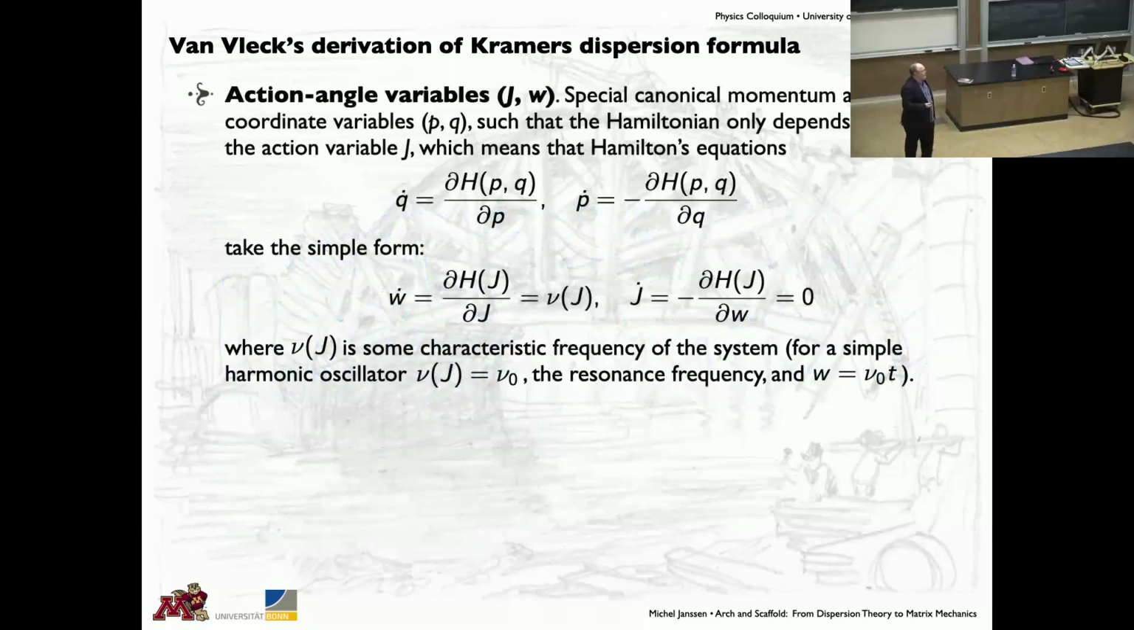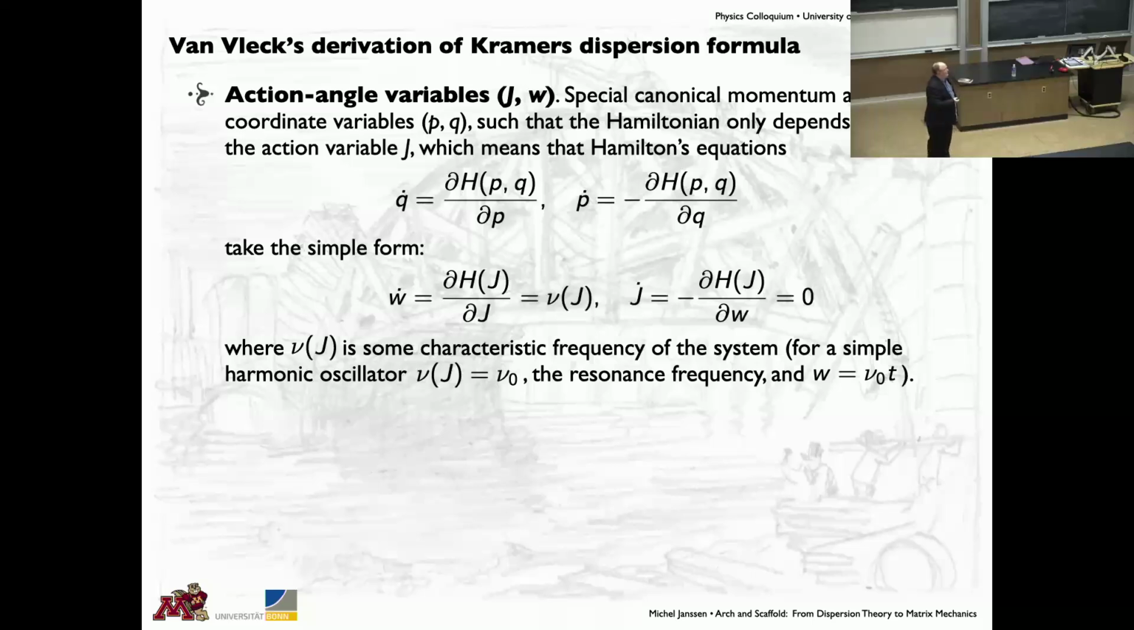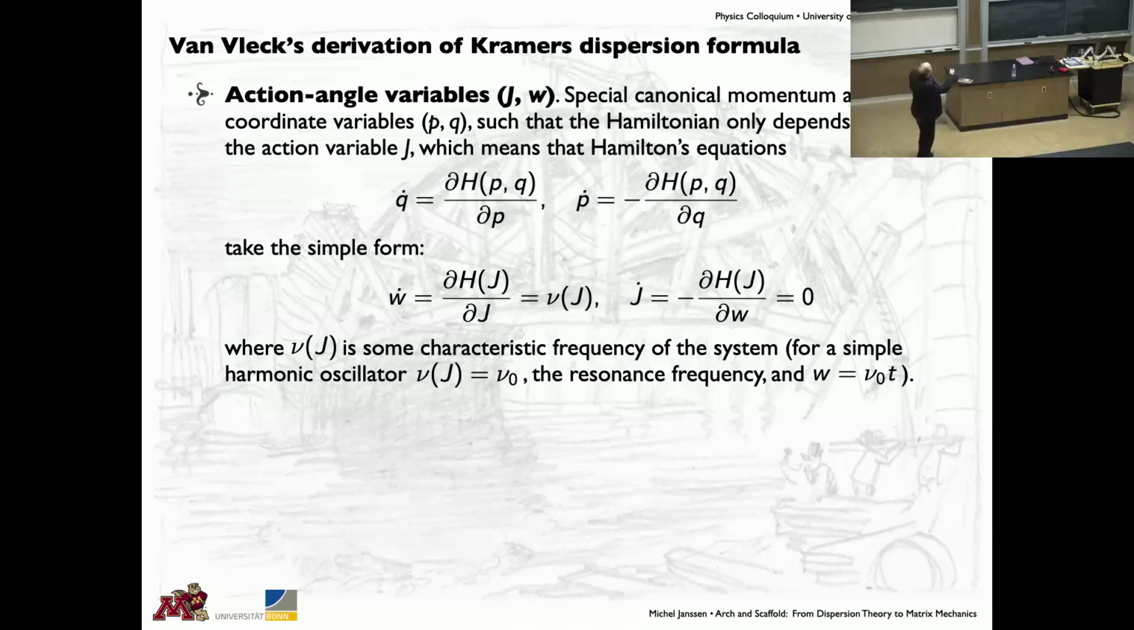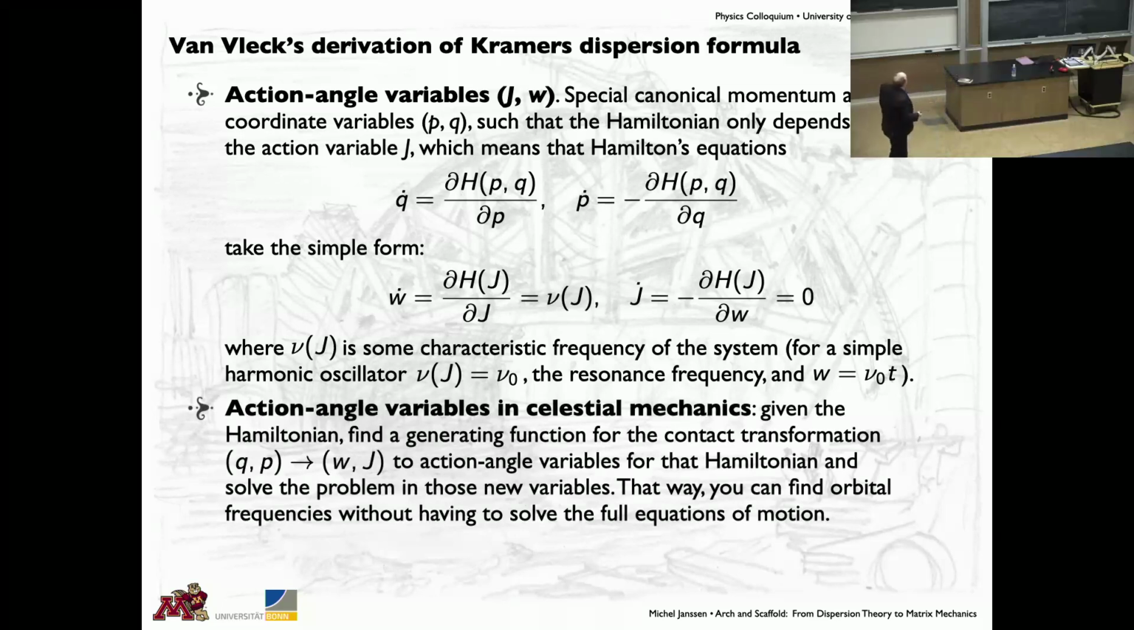Okay? So here is, as a quick reminder, action angle variables. Basically they're special variables such that the Hamilton equation takes a very simple form, namely that the Hamiltonian is going to be independent of the W, right? So it just depends on the action variables, where the frequency here that you get is some characteristic frequency of the system. And they were introduced in celestial mechanics. And the idea is that you solve the problem by finding a contact transformation to these action angle variables, and then you would learn immediately about the periodic properties that you're interested in without having to solve the entire problem.